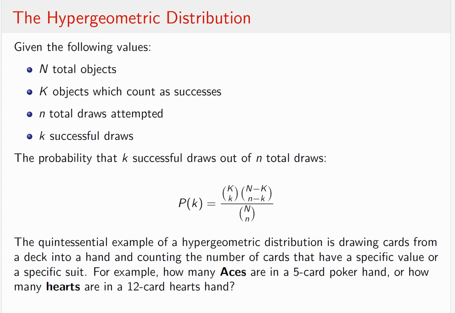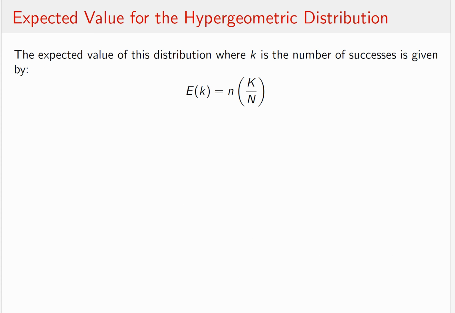As I've just said, one major example of the hypergeometric distribution is drawing cards. How many aces are in a 5-card poker hand, or how many hearts are in a 12-card hearts hand? Well, that's interesting to a point, but we need to know the expected value. The expected value for the number of successes in a hypergeometric distribution is n, the number of things being drawn, times the total number of successes, over the total number of objects being drawn from. That was all explained on the previous slide.